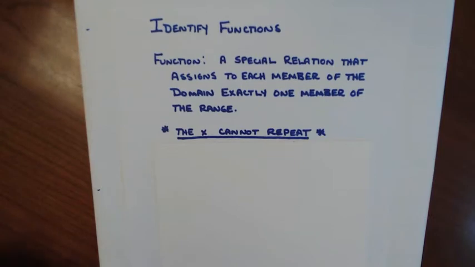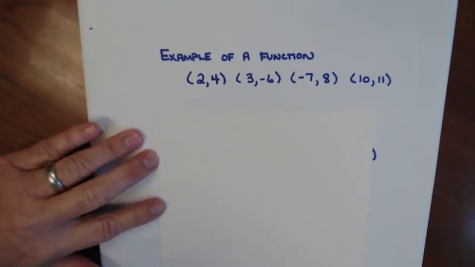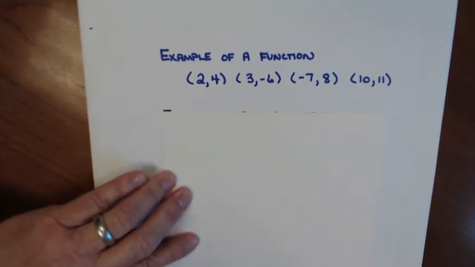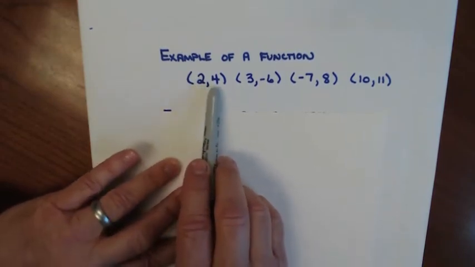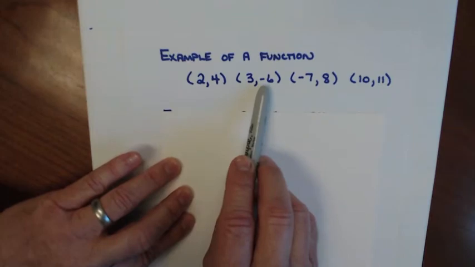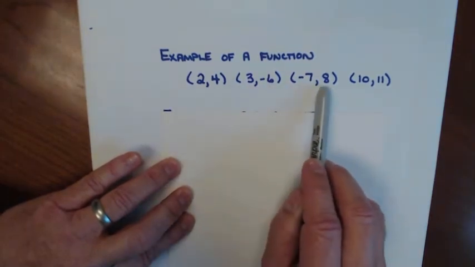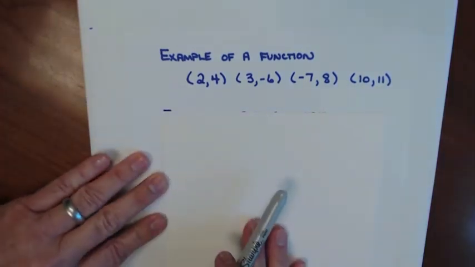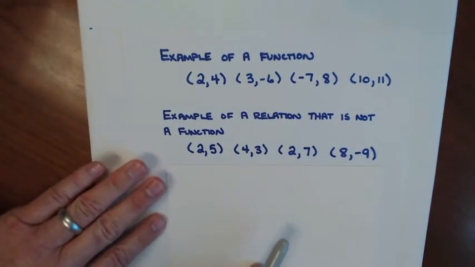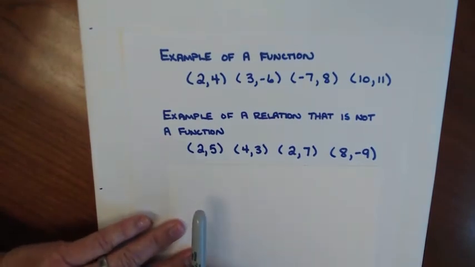We're going to go over some examples of this. So exactly one member of the domain has to be assigned to one member of the range. So let's look at some examples. This first one is an example of something that is a function. So what you do is you look at the domain. 2 is assigned to 4, 3 is assigned to -6, -7 is assigned to 8, and 10 is assigned to 11. Everything's fine.